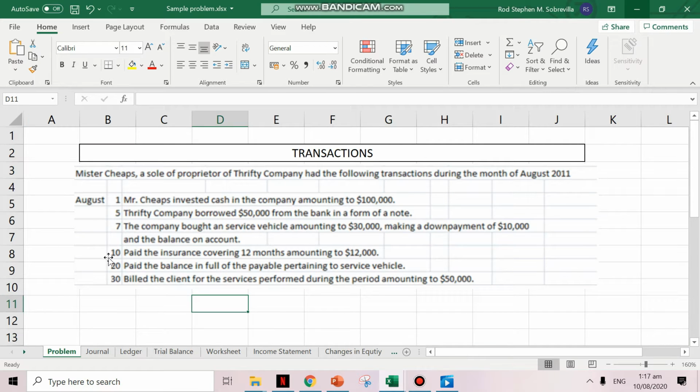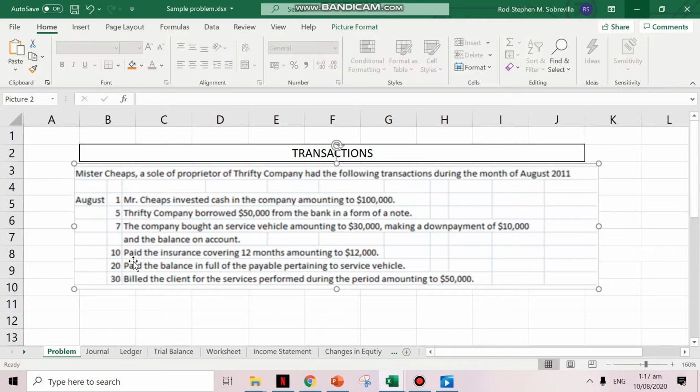So let's go to the fourth transaction. Augustine paid the insurance covering 12 months amounting to $12,000. So, dalawa na naman involved. Paid, ibig sabihin, nagkaroon tayo ng outflow of cash, nabawasan ng cash. And in return, nagkaroon tayo ng insurance. Ito ay tinatawag na prepaid expense or prepaid asset.